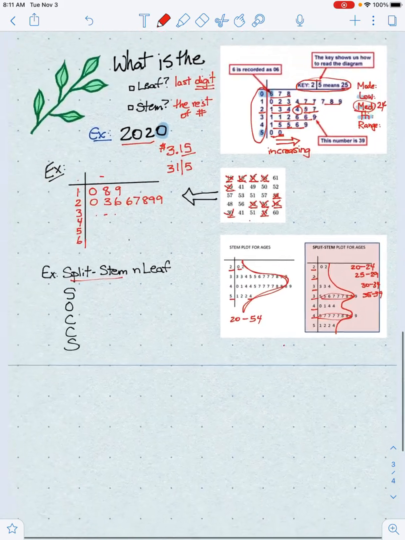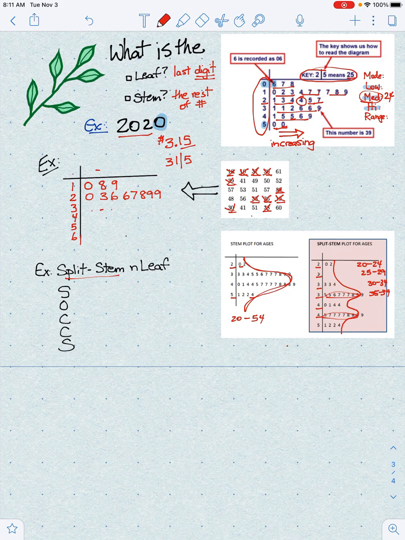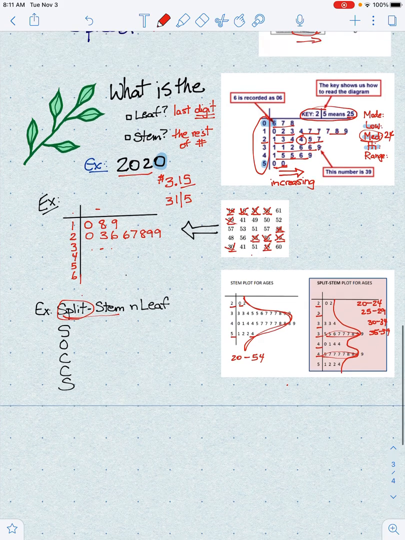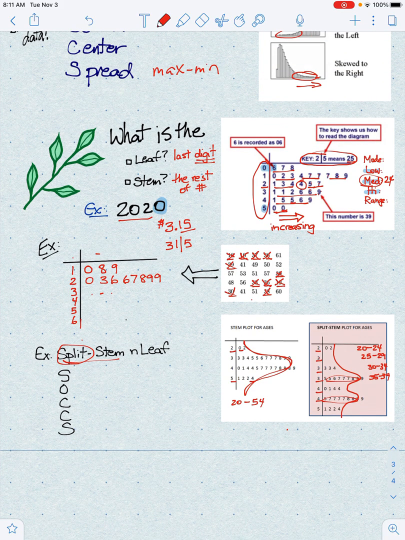So make sure that you pay attention to that word split if they include that in the directions, and then do that. Again, each of your stems need to be doubled up. Hopefully that makes sense. Good luck on your homework.